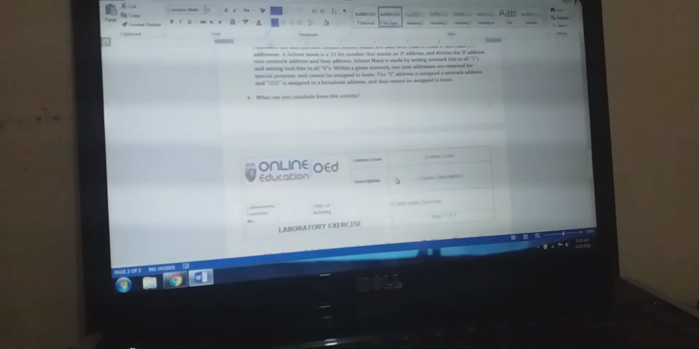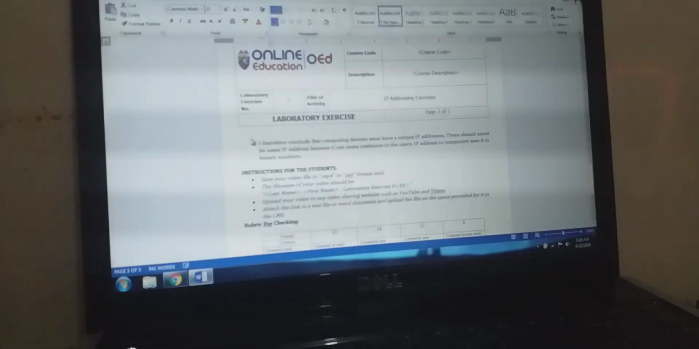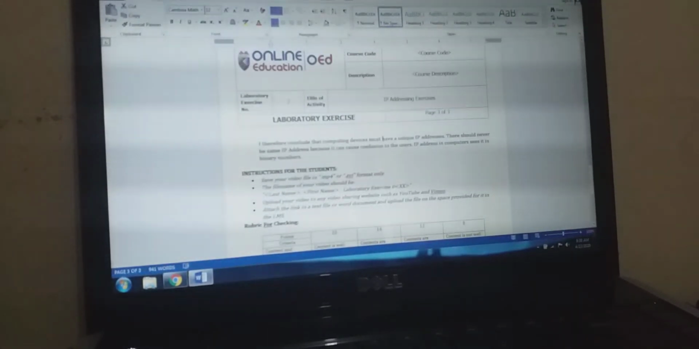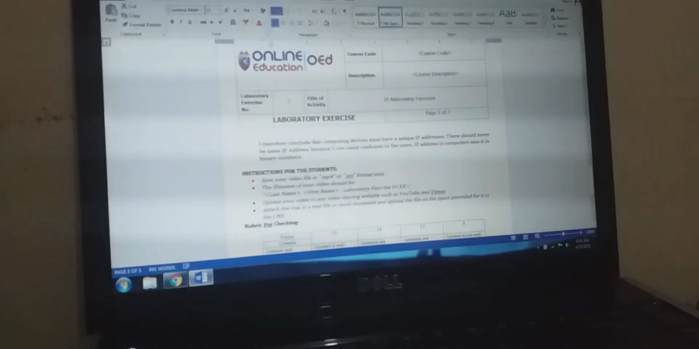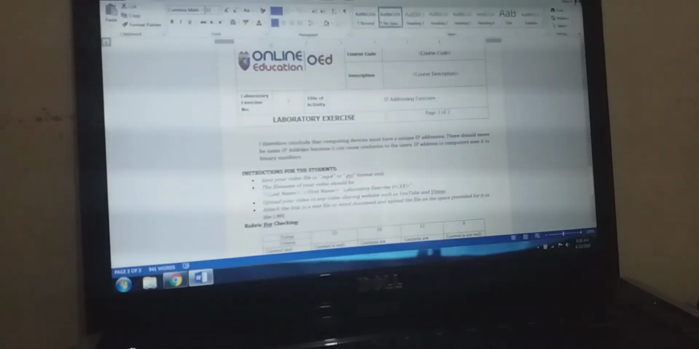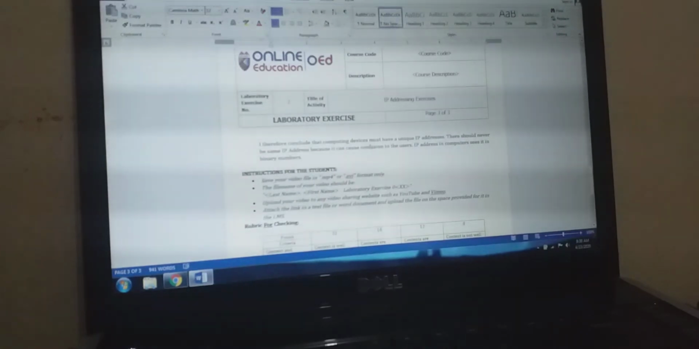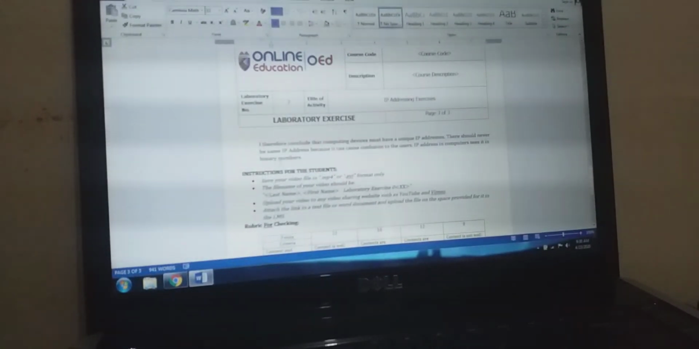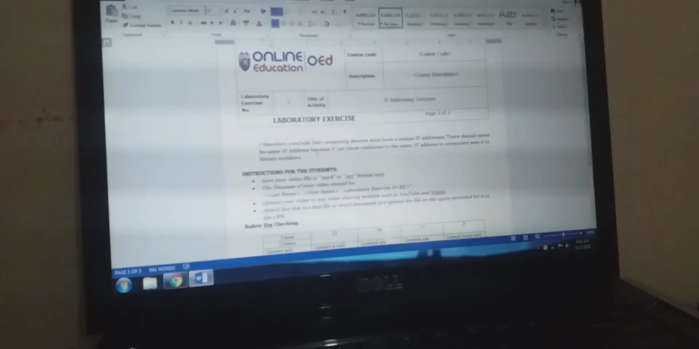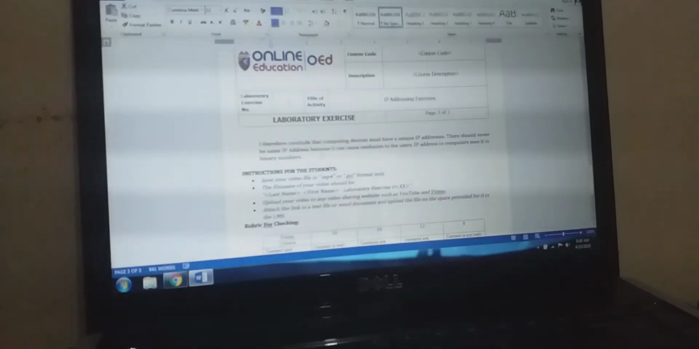What can you conclude from this activity? I therefore conclude that computing devices must have unique IP addresses. They should never have the same IP address because it can cause confusion to the users. IP addresses in computers are seen in binary numbers.